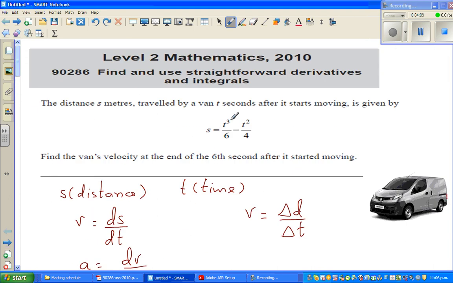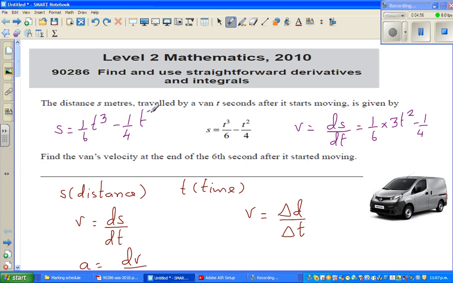So what's the question here? This is a function s with respect to time, and you want to find velocity. So we can say v is nothing but ds by dt. When you differentiate with respect to t, s is 1/6 of t cubed minus a quarter t squared. So if you differentiate this with respect to time, you get 1/6 times 3t squared minus 1/4 times 2t.